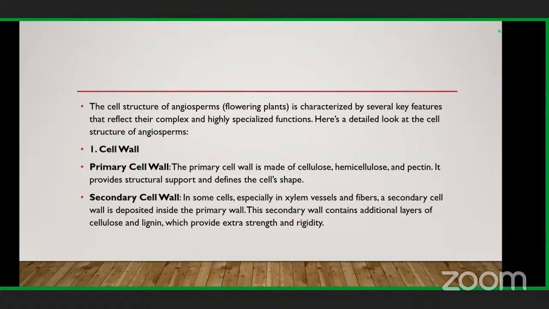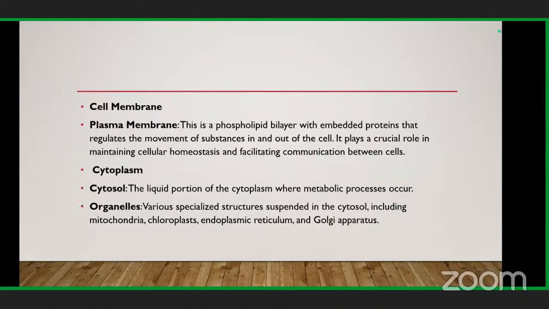And also, sometimes in some matured and old trees you will find a tertiary cell wall also. Okay, apart from primary and secondary, a tertiary cell wall is also found. Number two is the cell membrane. So that is the plasma membrane.